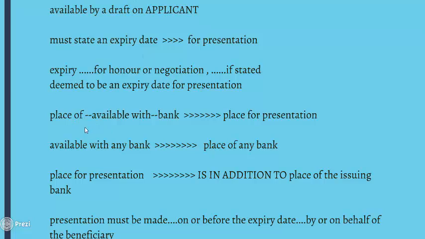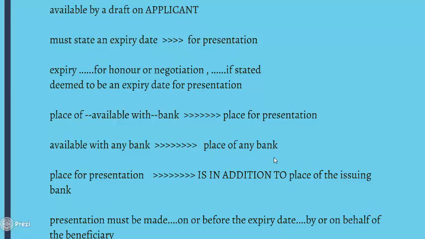The place of available with bank: if it is available with State Bank of India Chennai, or Standard Chartered Bank Dubai, or HSBC in Singapore, that place, Singapore or Dubai or Chennai, is the place where presentation should be made. It is the place of the nominated bank with whom the credit has been made available. Such a negotiating bank's place is the place where presentation has to be made. If it is available with any bank, then presentation can be made to any place of any bank.